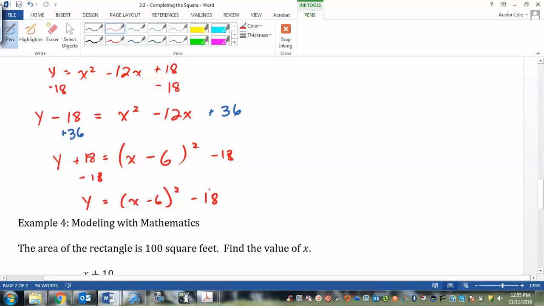So it's kind of like completing the square. It's a little bit different, but wouldn't you guys agree now that that is in vertex form? What's the vertex? 6, negative 18 is the vertex.